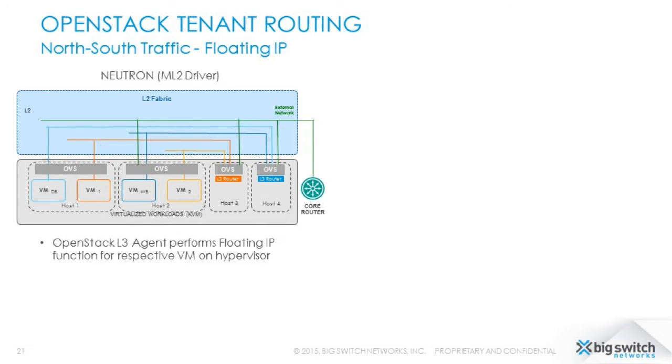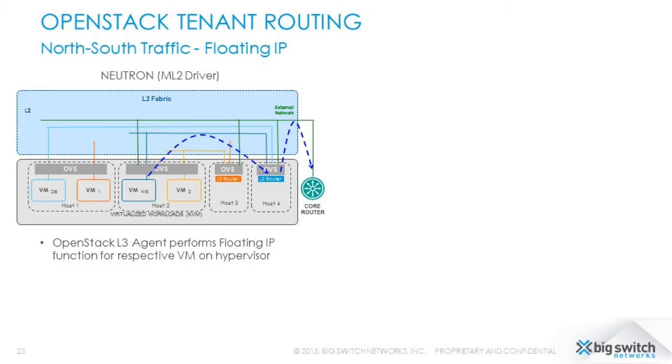Let's look at second example. This is OpenStack north-south traffic. This is same deployment as previous example. Here, if VMweb wants to talk to outside world, traffic from VMweb goes to blue L3 router on host 4. L3 router will perform NAT floating IP translation and will send packet out.